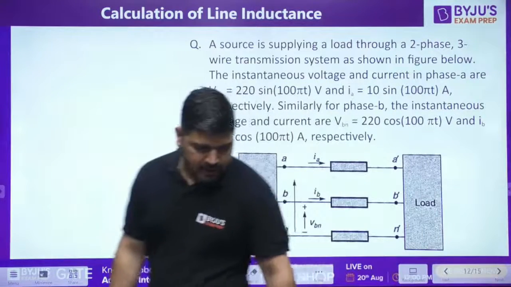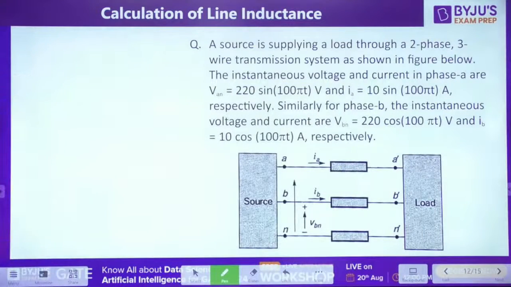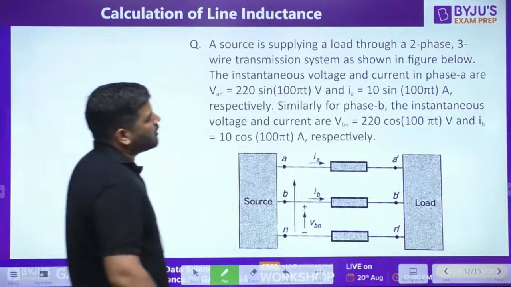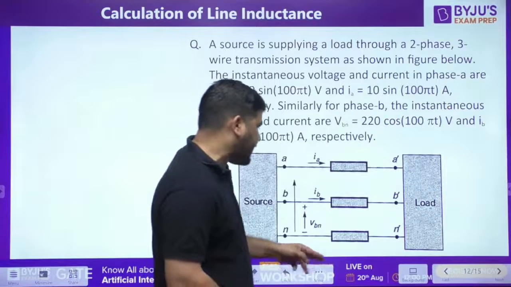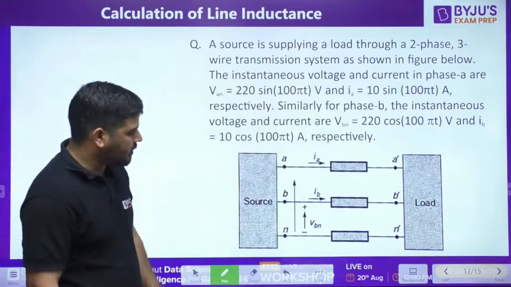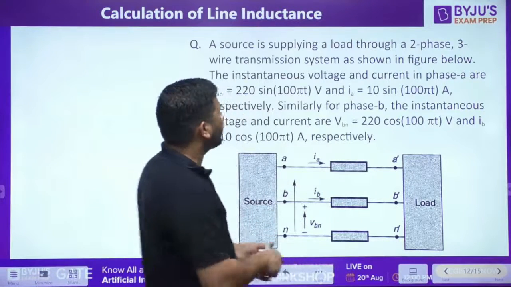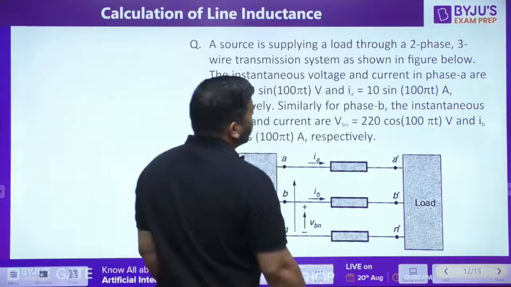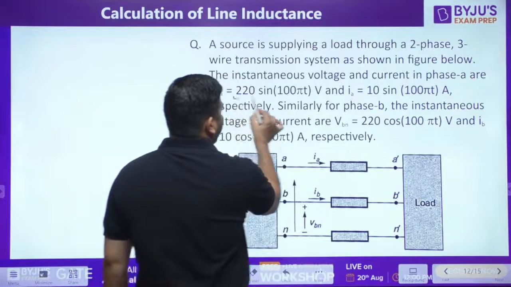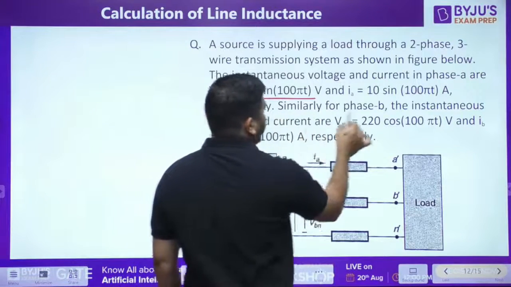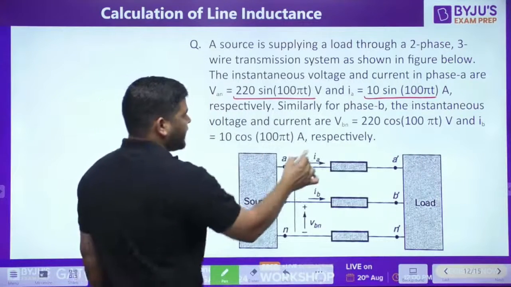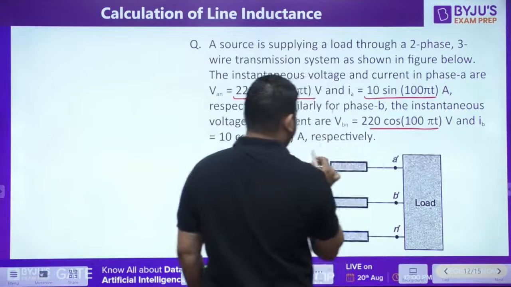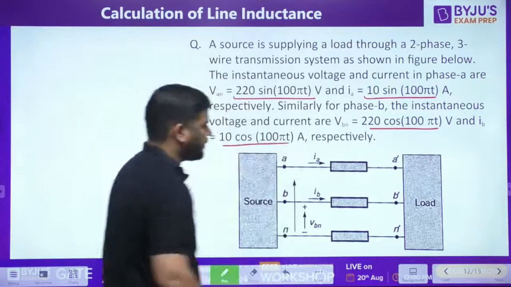The next question on your screen is this. A source is supplying a load through a two-phase 3-wire transmission. So you can see that this is phase A, this is phase B, and this is the return path. This is the source, this is the load. The instantaneous voltage and the current in phase A are given here. Similarly, in phase B, this is the instantaneous voltage and this is the instantaneous current.